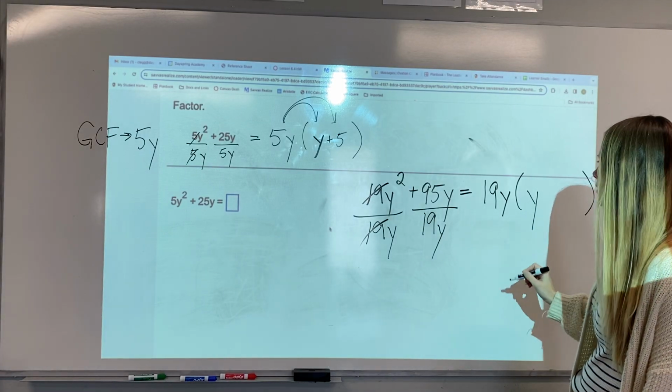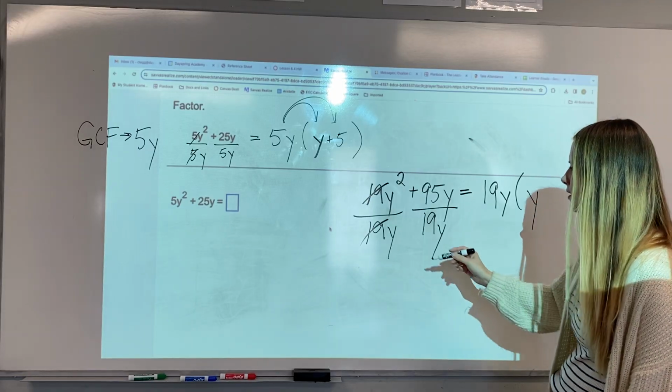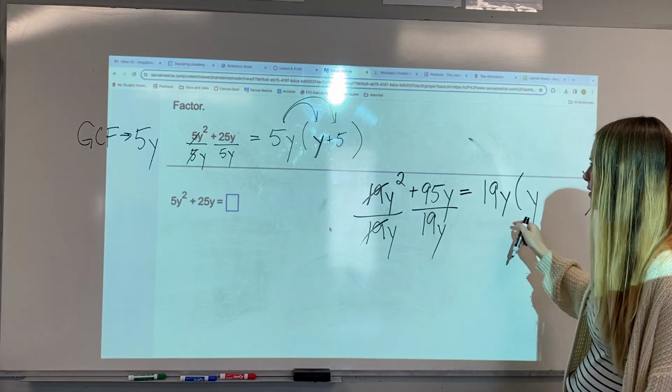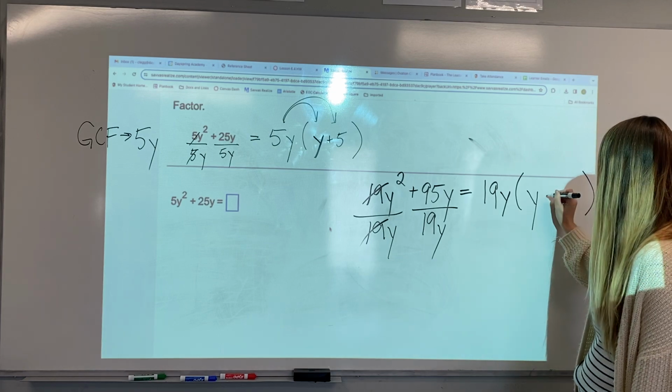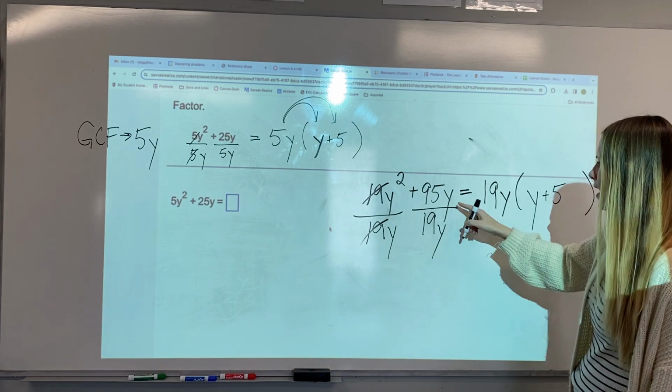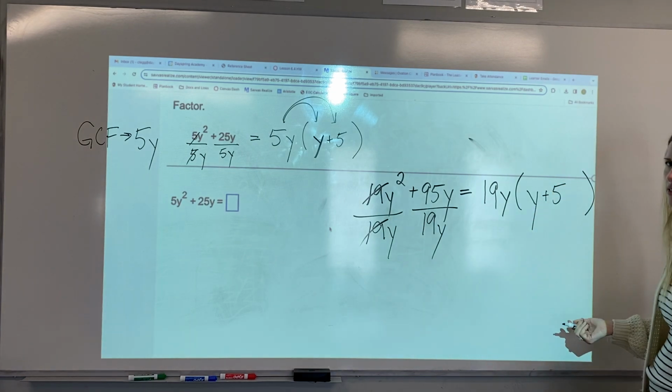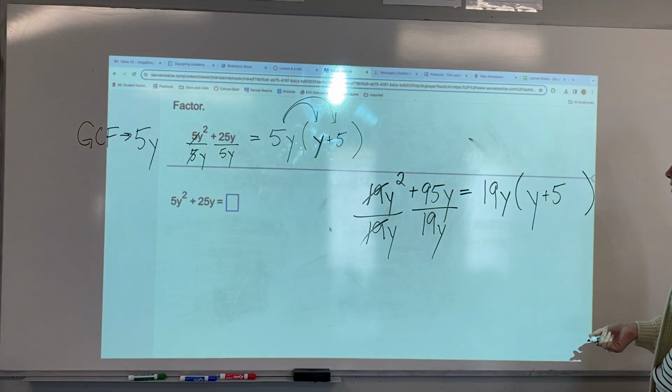Y. Oh wait, I think I talked about that. No. Y squared over y is y. 95 divided by 19 is 5. And y divided by y is 1. That cancels out. So that's your final answer.